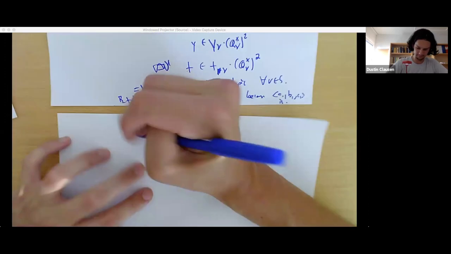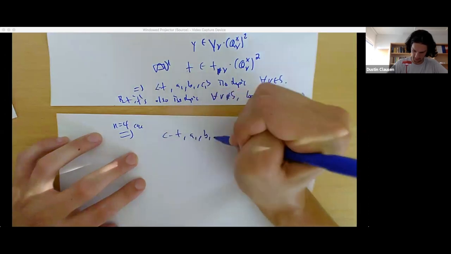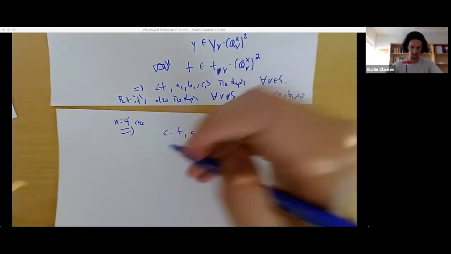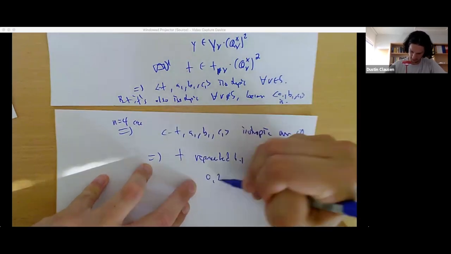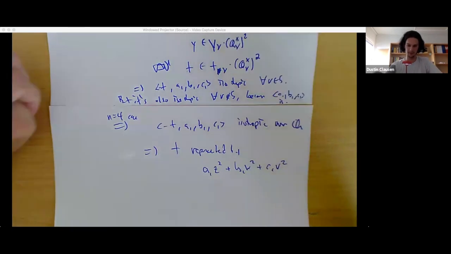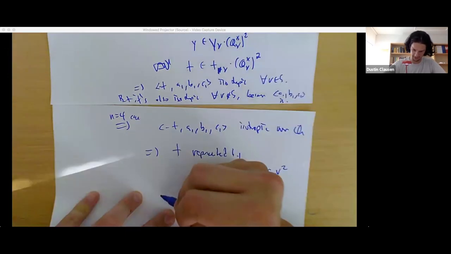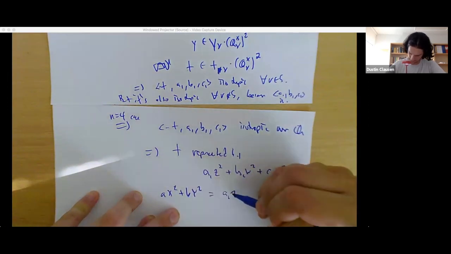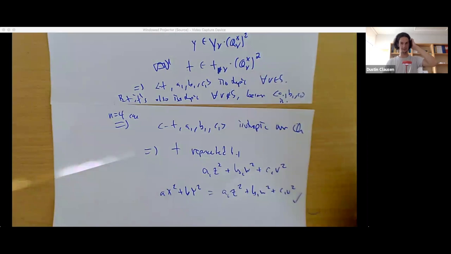And now by induction, or the n equals four case in this case, we get that minus t, a1, b1, c1 is isotropic over Q. So that tells you that t is also represented by a1 z squared plus b1 w squared plus c1 v squared. And since we argued already with weak approximation that t was represented by the first half of the quadratic form, then we get, with our x and y, that ax squared plus by squared can be made equal to a1 z squared plus b1 w squared plus c1 v squared. And that gives us our global solution, our solution in the rational numbers.